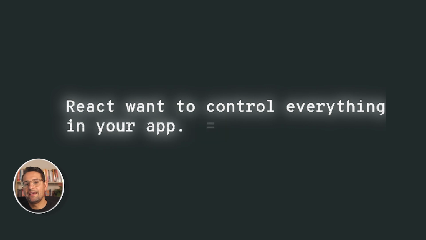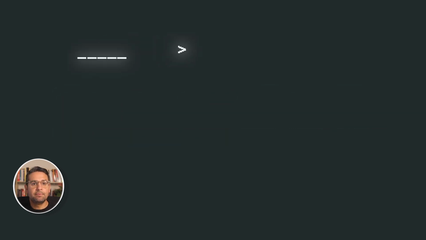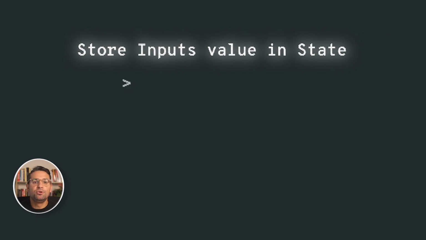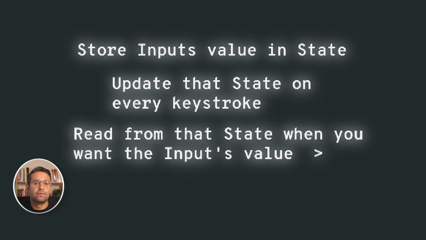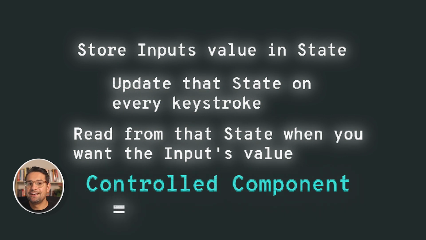So let's talk about it, right? So why are forms different in React? So React wants to control everything that happens in your app, including what's typed in the form. So that means you store the input's value in state, you update that state on every keystroke, and you read from that state when you want the input's value. This is called a controlled component, and it's React's preferred way of handling inputs.